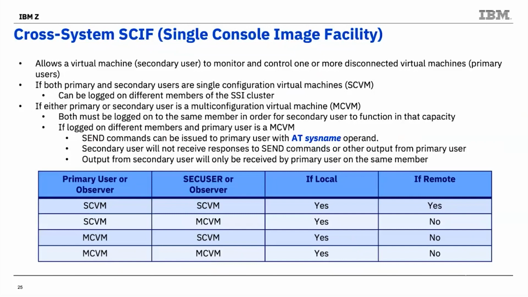So if both the primary and secondary users are standard single config virtual machines, then it does not matter where the users are in the cluster. They can be on the same member, they can be on different members. Everything will work as expected. That's the whole cross-system part of the SCIF. But just like spool, if we're talking about ident users, then the SCIF facility is only going to work if both machines are on the same member, right? So you'll find that that's a common theme between the single config and the multi-config virtual machines, that the single config has this cross-system capability, and for a lot of the cases, that's not the case for the ident users.